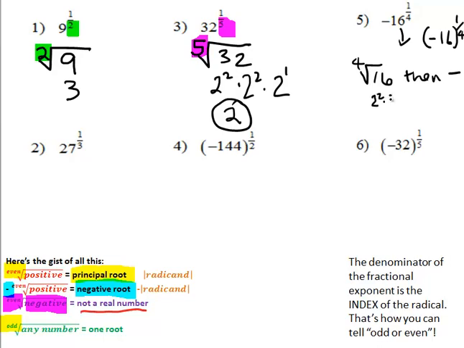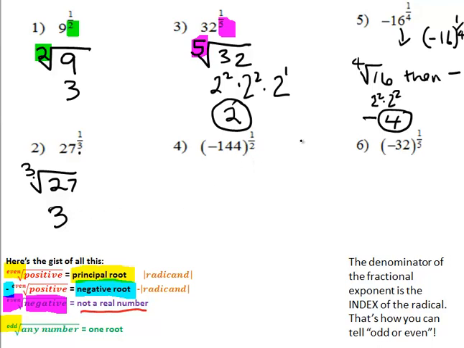2 squared times 2 squared. 2 plus 2 is 4. The fourth root of 16 is positive 4 because I'm looking for the principal root. And then I'm going to make it negative. So the answer here would be negative 4. Let's take a look at this. This is the same as the cube root of 27. Again, index and denominator match. The cube root of 27 is 3 because 3 cubed, or 3 times 3 times 3, is 27.